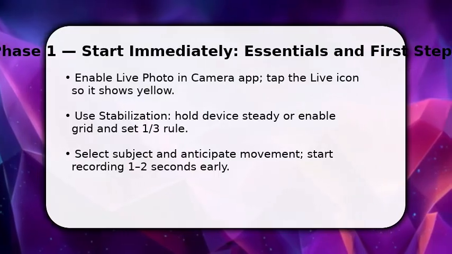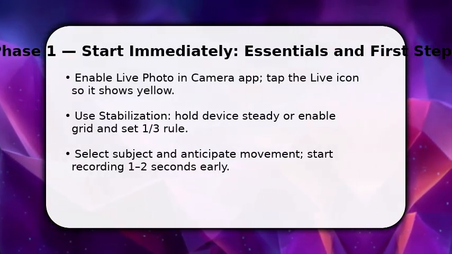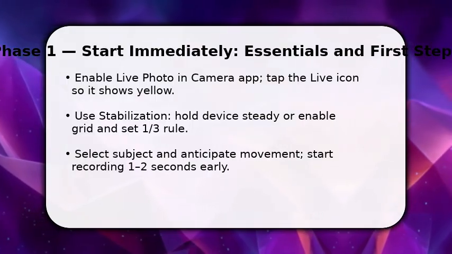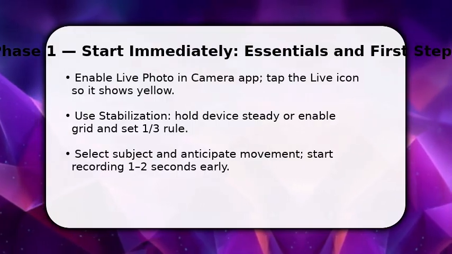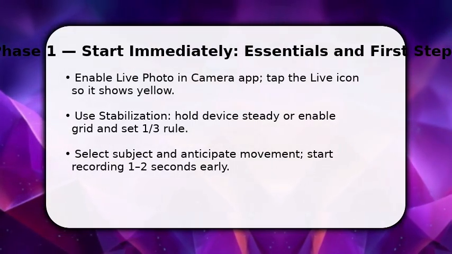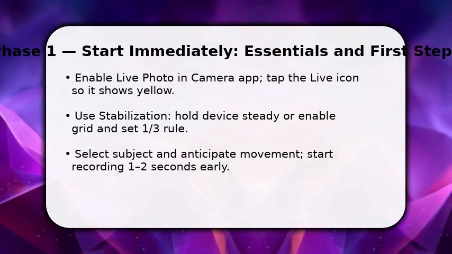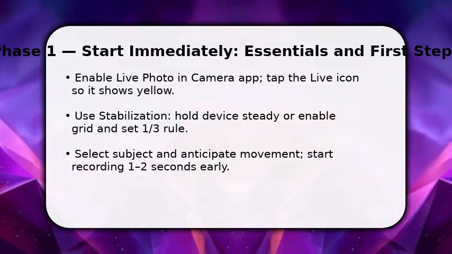You should anticipate action. Begin shooting 1 to 2 seconds before the peak moment so the 1.5-second buffer captures context. Once done, review the thumbnail immediately to confirm the yellow indicator stayed on. Make sure flash and exposure are set to avoid blown highlights.